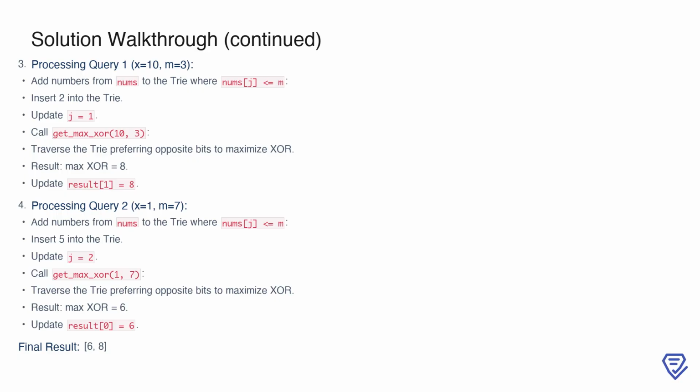Next, for the query with x equals 1 and m equals 7, we add 5 to the tree, as it satisfies nums[j] equals m. We update j equals 2, and calling get_max_XOR(1, 7) yields a maximum XOR of 6. This result is stored in result 0, updating the array to 6, 8. The final result for this example is 6, 8, completing the XOR calculations for all the queries.